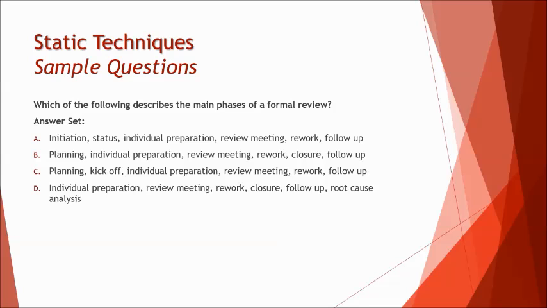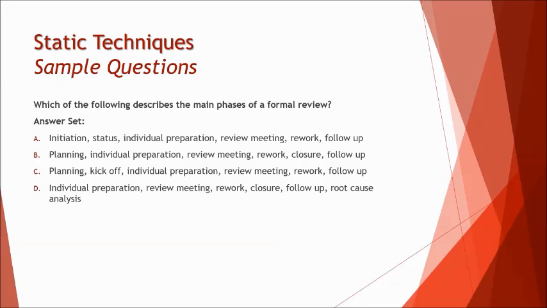The straightforward answer for such questions would be C, where you don't have to invest a lot of time and be sure about it. But just to make sure that A, B, D are not correct, you need to also look into that, though you're pretty sure that C is the right answer. When you look at A, initiation and status are not the main phases of the formal review process. That makes it wrong.